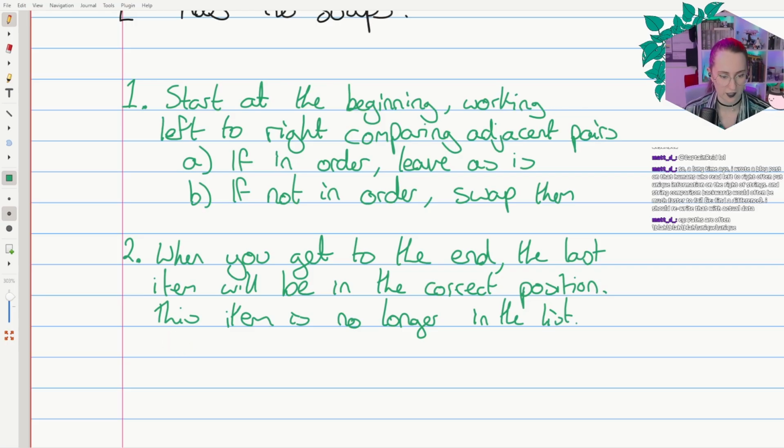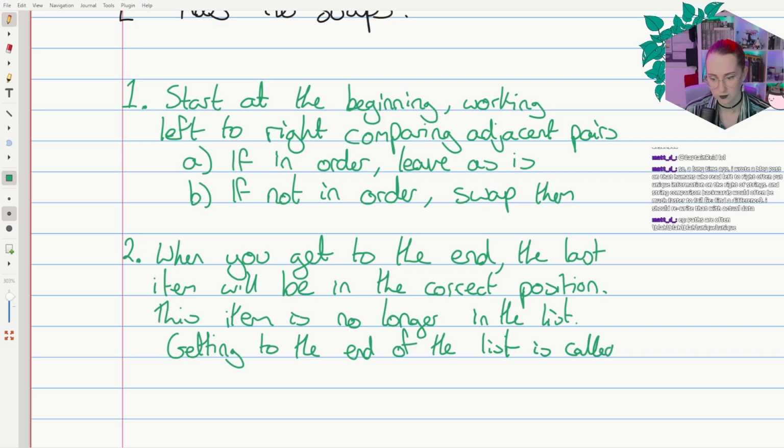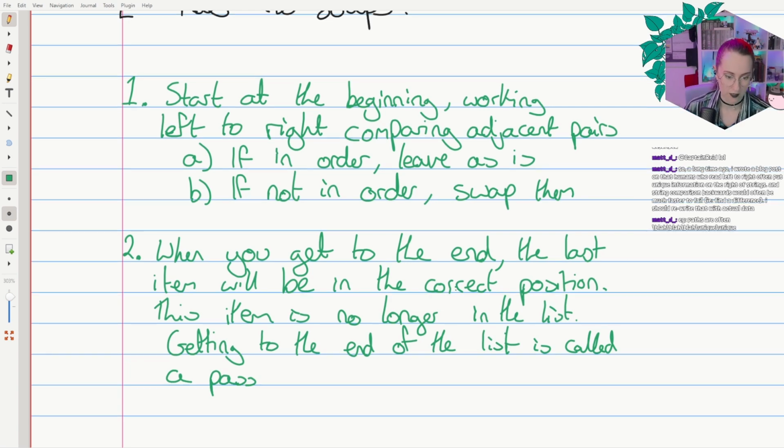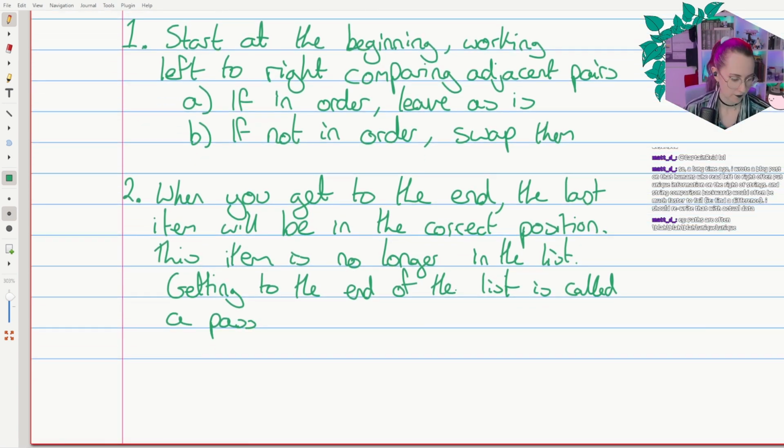and then this is the bit that I feel like should be added in. Getting to the end of the list is called a pass. So once you've compared everything in the list once, getting to the last item, that's called a pass, like one pass.